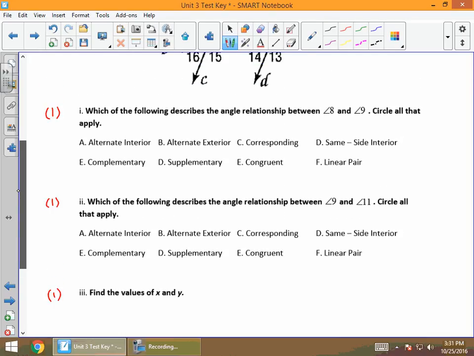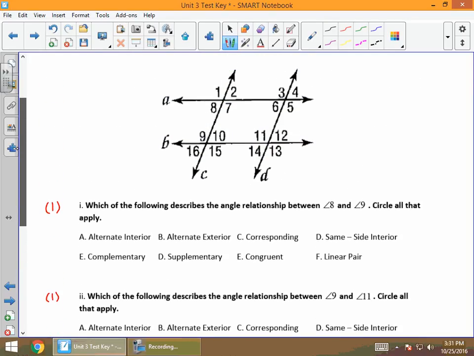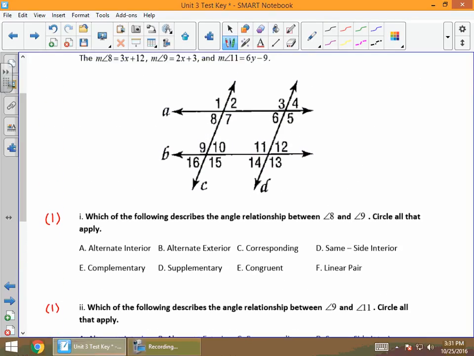And yes, you do have to have the entire portion of it finished and complete and correct in order to get that point. So part I says, which of the following describes the angle relationships between 8 and 9? So I'm going to circle them up here. Here's 8 and here's 9. And it says circle all that apply. So I'm just going to go through this whole gamut of them.